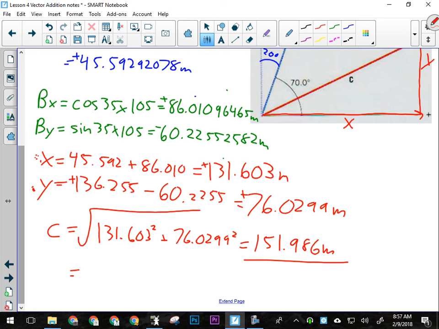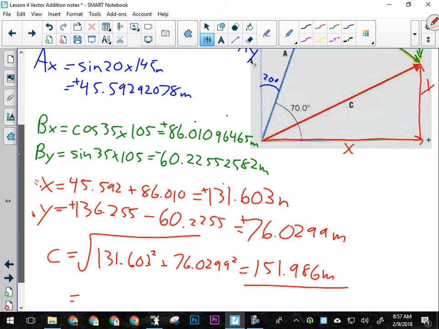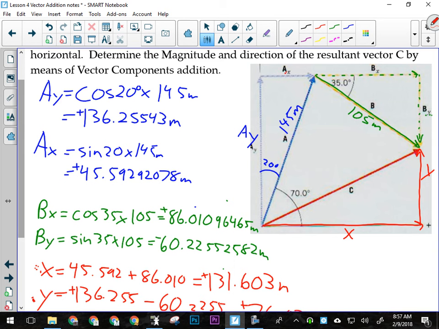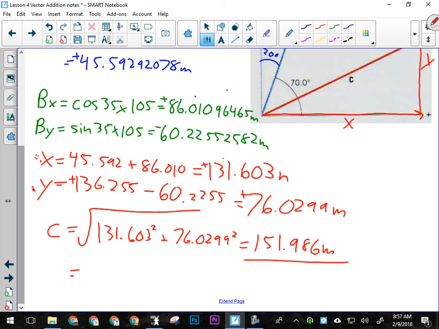Everybody all right with that? Added these two together. Yeah, like I took the two x's. Okay, so I took ax, which was 45, and I added it to bx, which was 86. Yeah. All right, so there's the magnitude of my resultant.